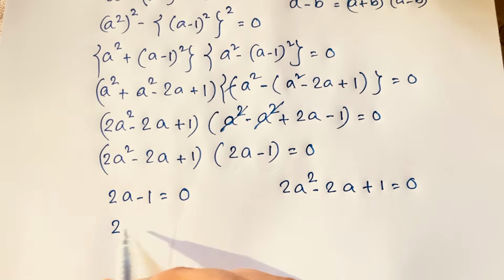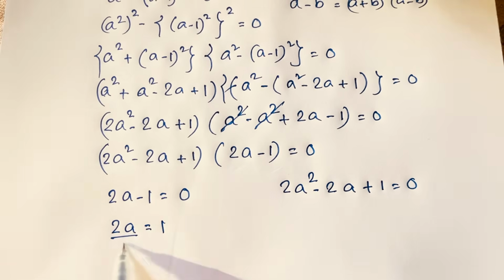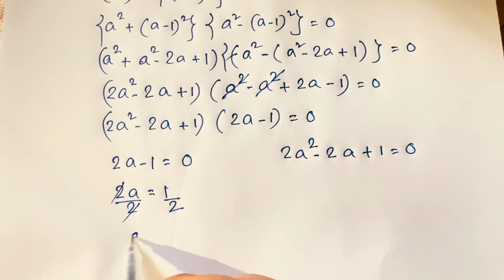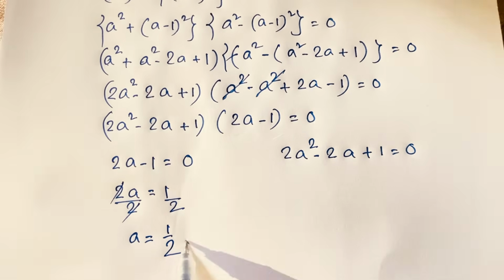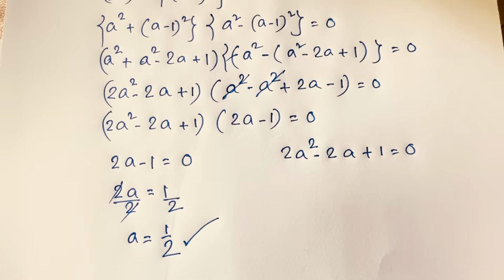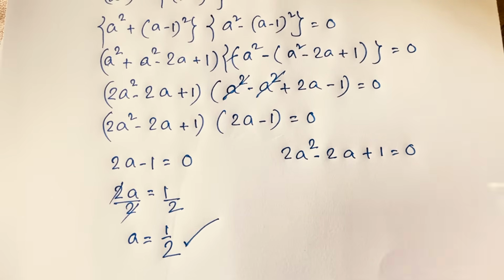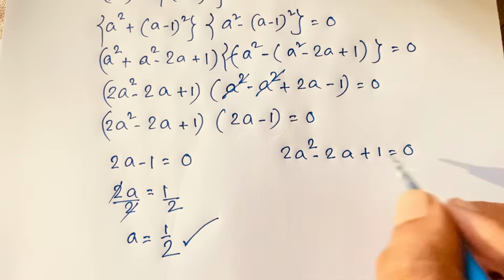Then here 2a is equal to 1. Then if I divide both sides by 2 to cancel out, we'll find a is equal to 1 over 2. This is our final answer: a is equal to half. But here what is a equal to in the other case?